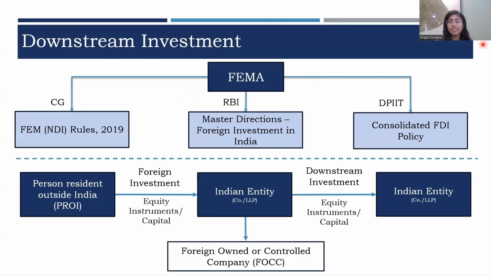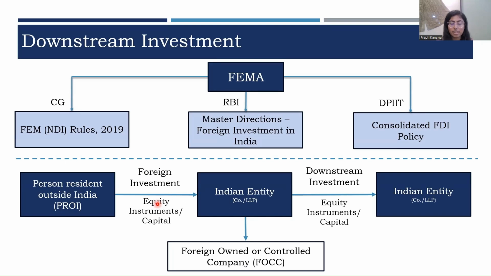So we all know that whenever there is any flow of funds from India to outside India or vice versa, FEMA comes into picture. In the given case, since the concept of downstream investment flows from the concept of foreign investment, the rules or the norms that are applicable to foreign investment will be applicable to the downstream investment. We all know that for foreign investment, we need to comply with the FEMA Non-Debt Instrument Rules 2019, which is framed by central government, Master Directions on Foreign Investment in India, framed by Reserve Bank of India, and the Consolidated FDI Policy, framed by Department for Promotion of Industry and Internal Trade.